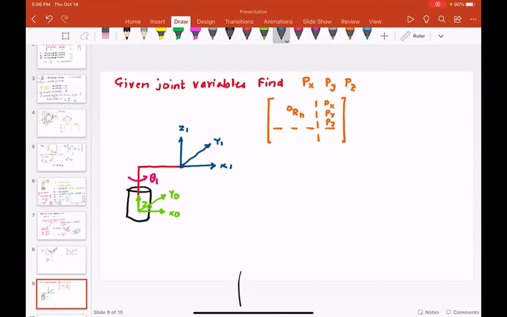Now, you know what to do, right? First, find the rotation matrix, then find the projection matrix, then formulate the homogeneous transformation. What I'm going to do is, for this one, write down the homogeneous transformation directly. This is the end effector. You can correct me if I'm wrong. 0H1.